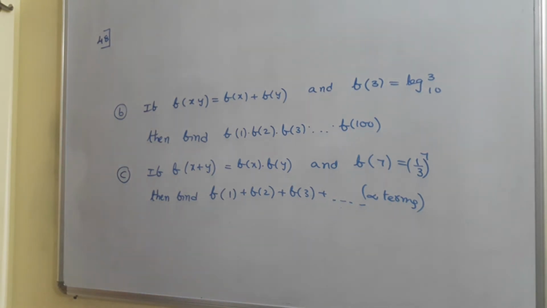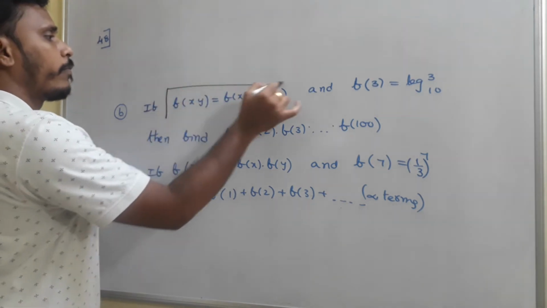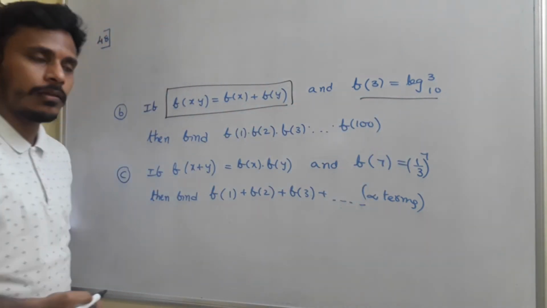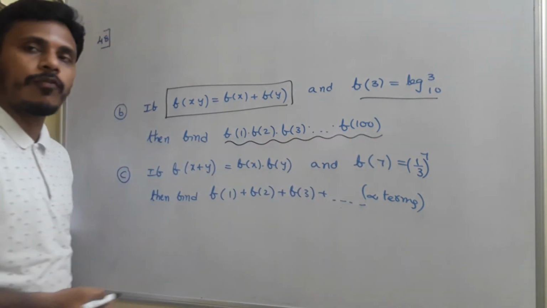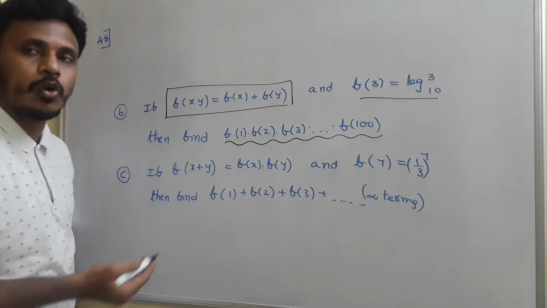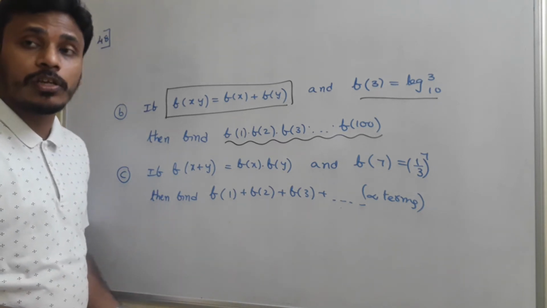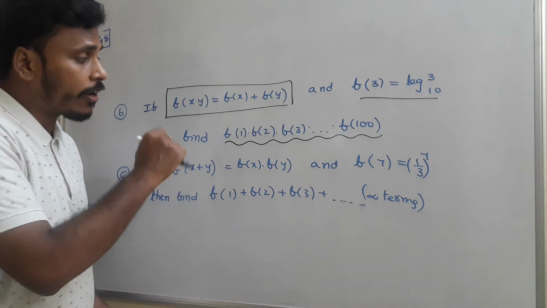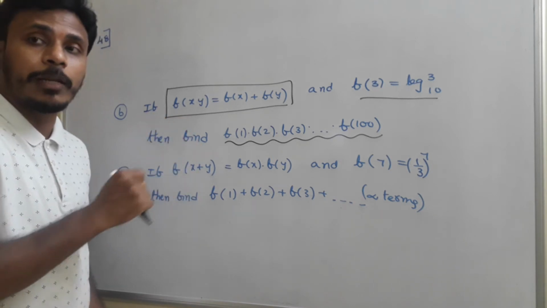So the next problem is f of xy equals f of x plus f of y, and f of 3 equals log 3 base 10. And then we need to find this particular value, f of 1 into f of 2 into f of 3 into, and so on, f of 100. Okay, so we don't know f of x initially. After identifying f of x, we need to calculate f of 1, f of 2, f of 3, like that up to f of 100, and we need to multiply everything.